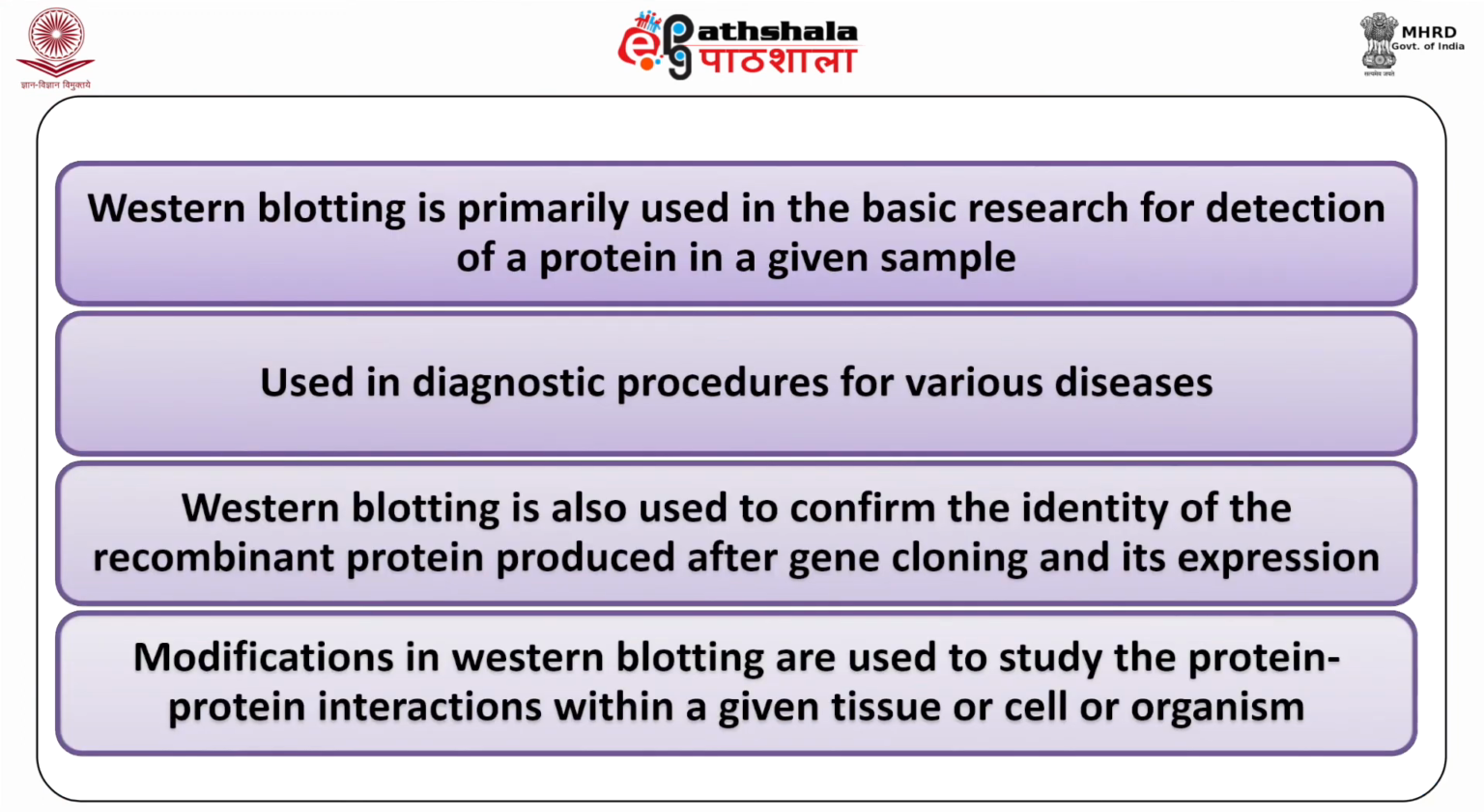Western blotting is primarily used in basic research for detection of a protein in a given sample. It is also used in diagnostic procedures for various diseases. Western blotting is also used to confirm the identity of the recombinant protein produced after gene cloning and its expression. Modifications in Western blotting are used to study the protein-protein interactions within a given tissue or a cell or an organism.